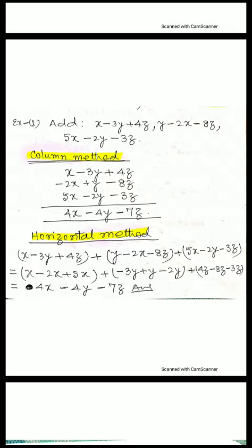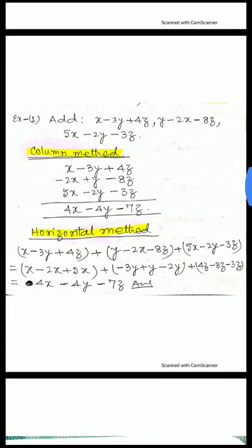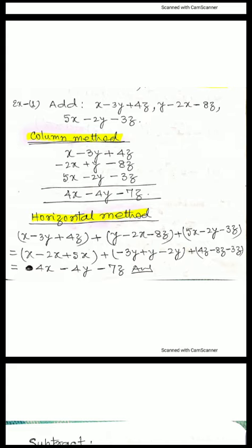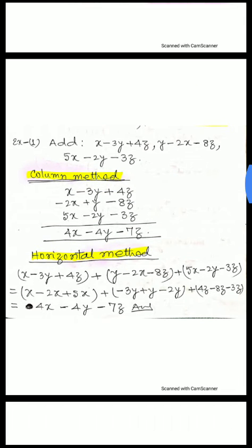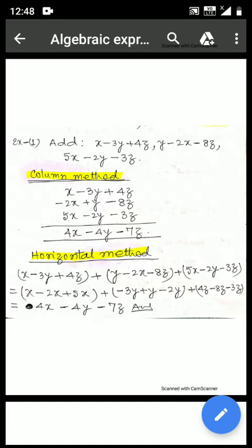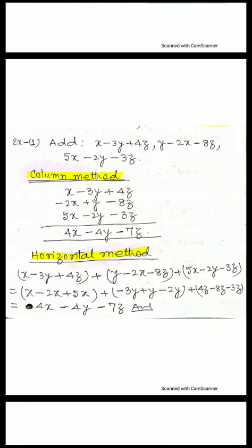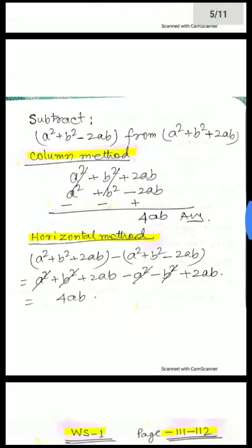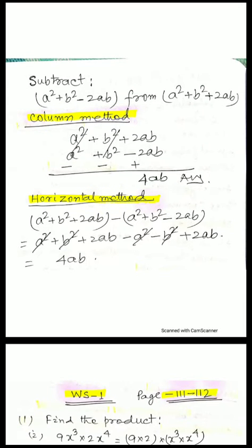x plus 5x is 6x, 6x minus 2x equals 4x. Similarly, minus 3y minus 2y is minus 5y, plus y equals minus 4y. 4z minus 8z minus 3z is minus 11z plus 4z, that is minus 7z. Similarly, you can do the subtraction.